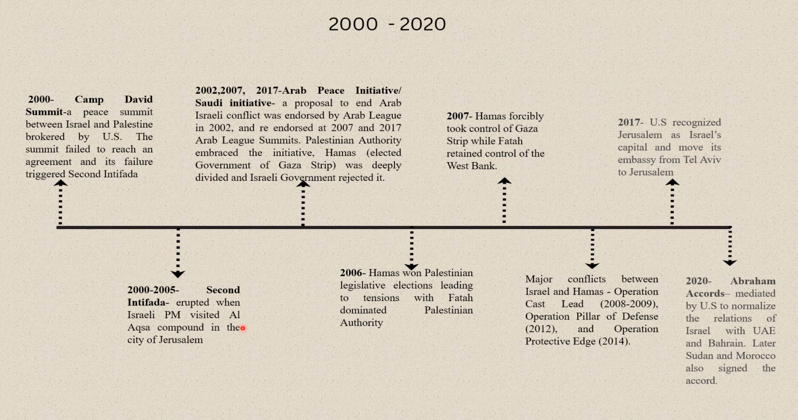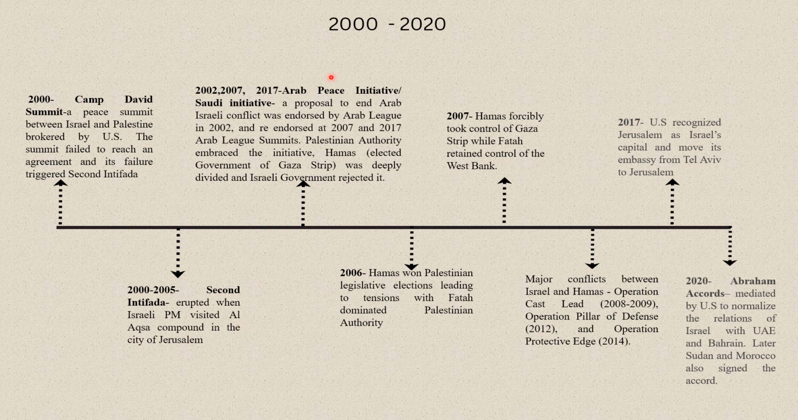It happened when the Israeli PM visited the Al-Aqsa Mosque. It is a very famous mosque in the city of Jerusalem. So when he visited there, the Second Palestinian Uprising took place.